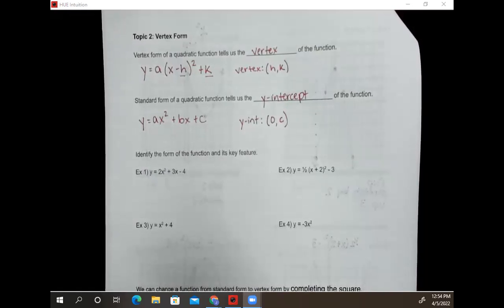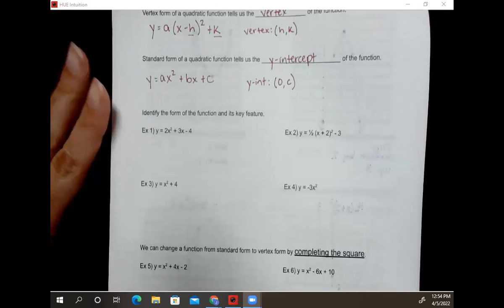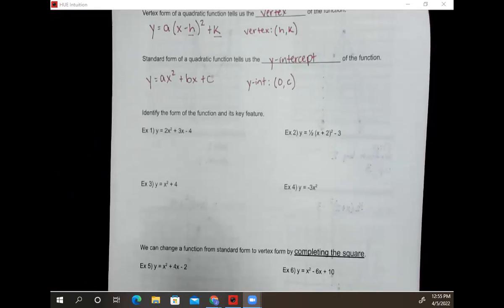What am I looking at? So for our first little block of problems here, our first little section, I want you to tell me which function form we're looking at. We're only talking about vertex and standard form today. So which are you looking at? And then what does it tell you? What's the key feature that you get from this function?